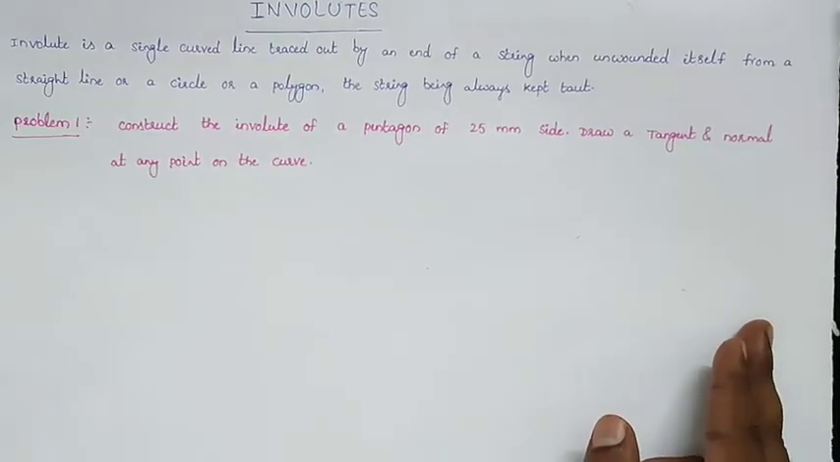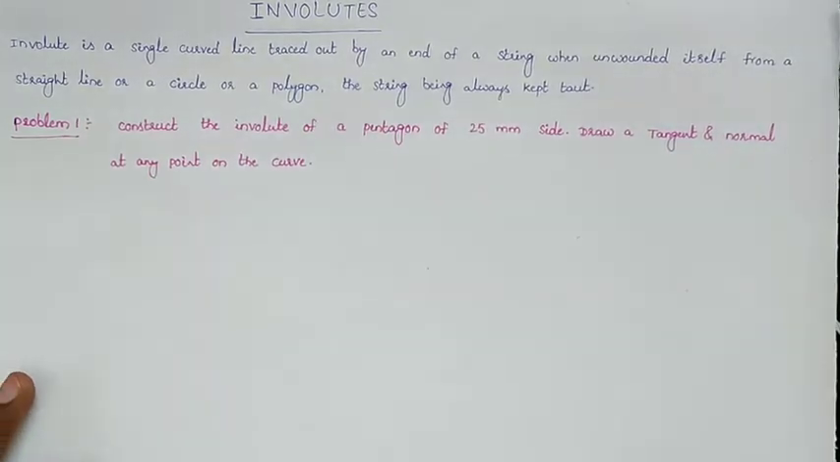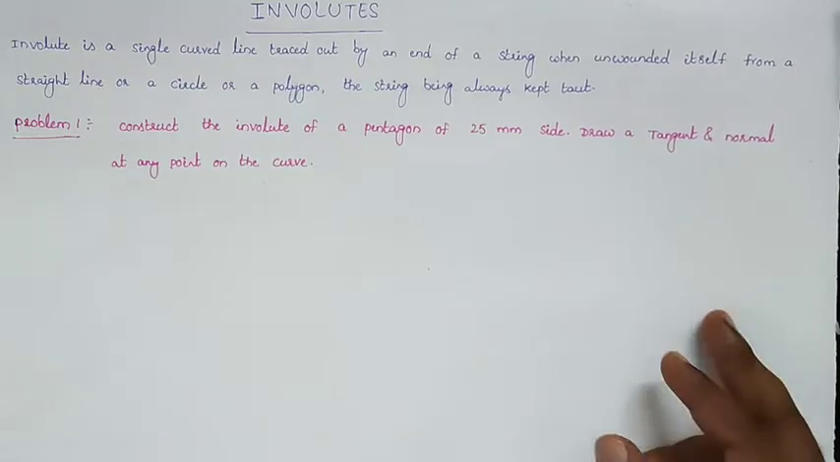Involutes. Involute of a polygon, involute of a circle, involute of a straight line. These are very, very important. So first of all, what do you mean by an involute and how to draw the involute of a polygon or a circle? We can see this in today's class.